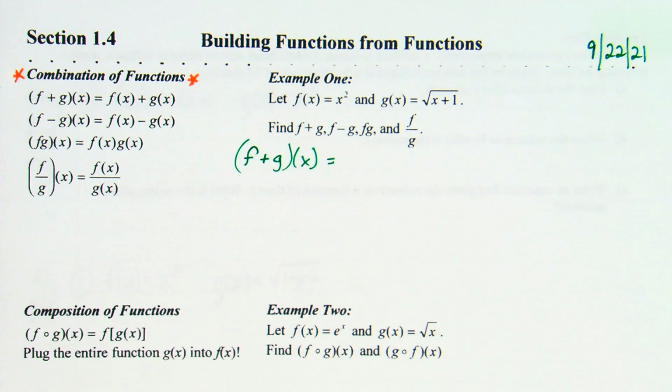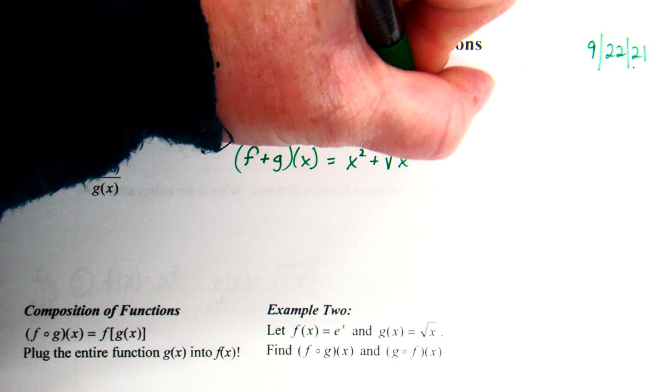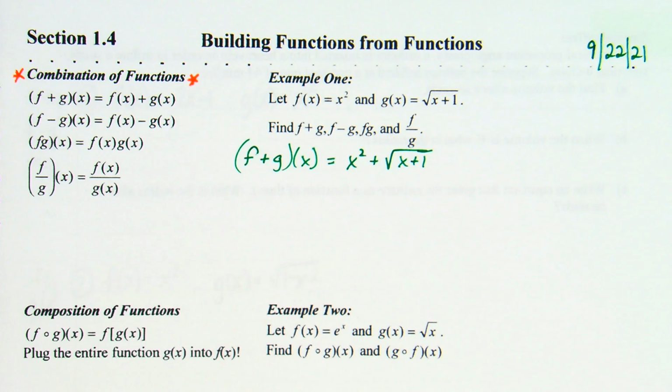Take the easy one while you can, guys. It is easy. What's f? X squared. What's g? Square root of x plus 1. So what's f plus g? Yep. X squared plus the square root of x plus 1. Can I add that any farther? No, I can't. I'm done right there. X squared plus square root of x plus 1 is just that.